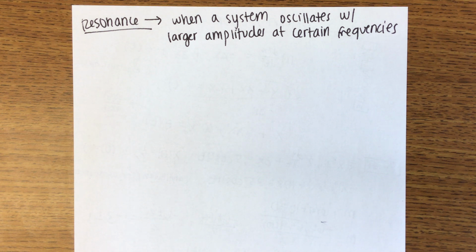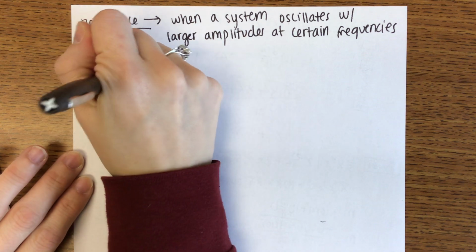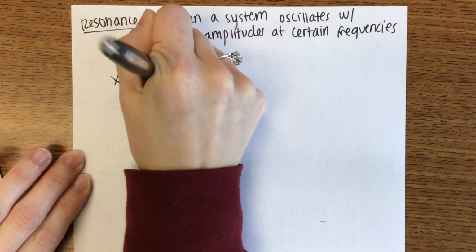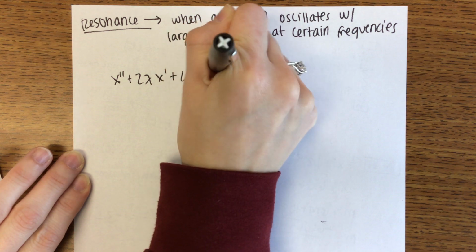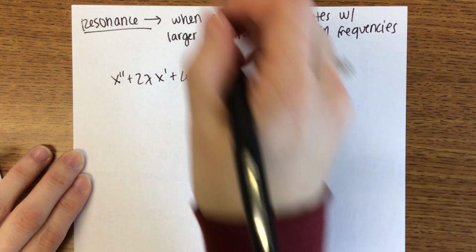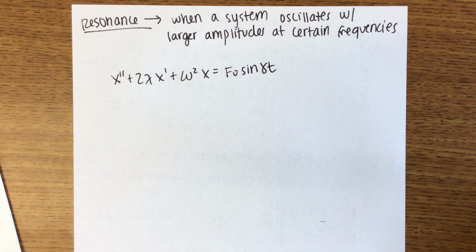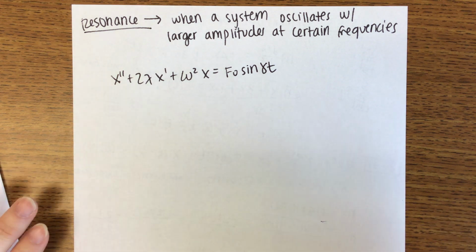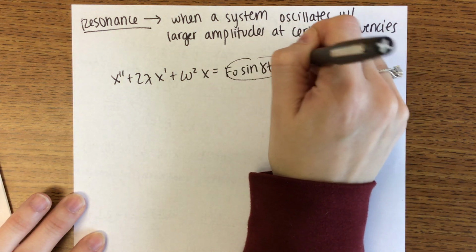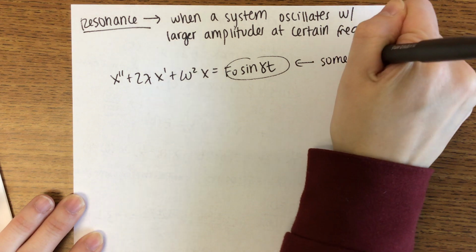And so what we need to know is when does that resonance happen? When do the oscillations become too much? That's what we're going to be interested in: what needs to happen for resonance to occur. Here's the equation we're going to start with. x double prime plus 2 lambda x prime plus omega squared x is equal to F naught, some force that vibrates.